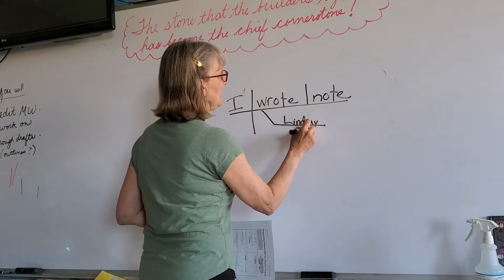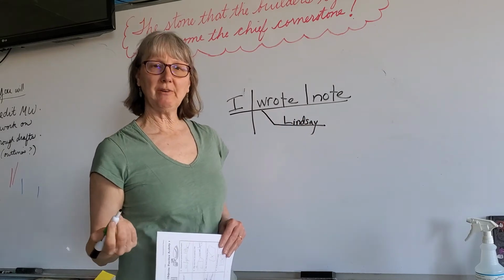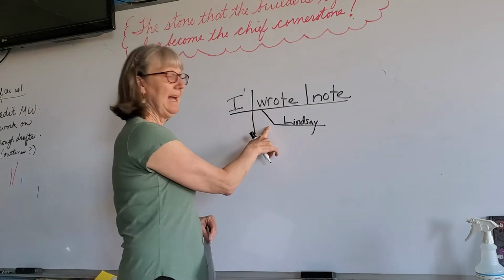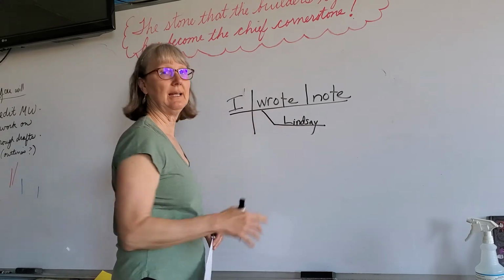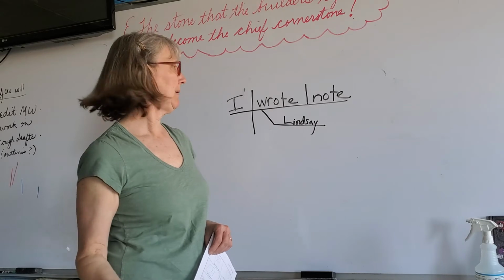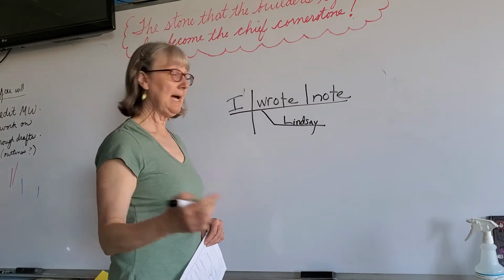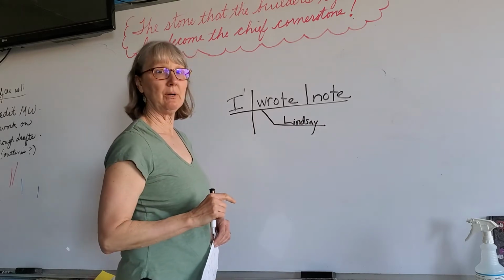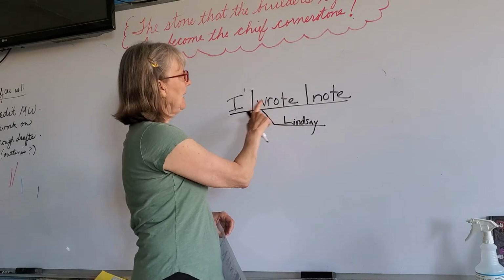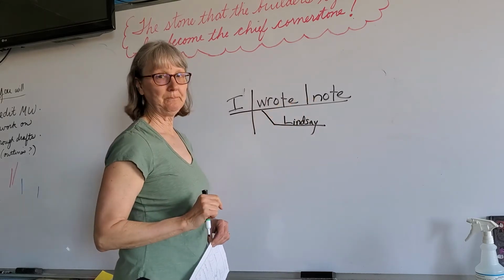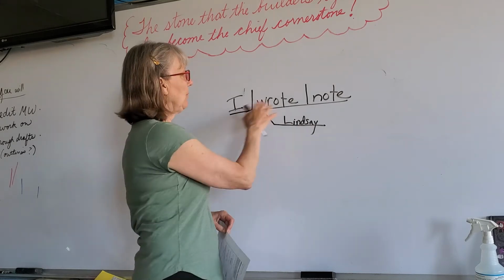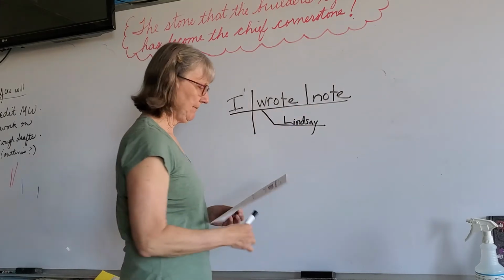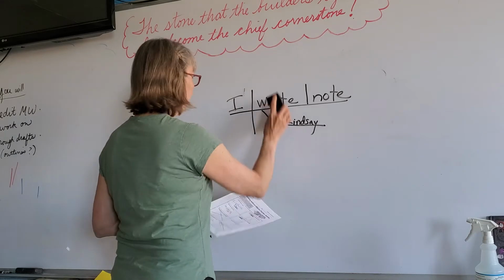Now later, when I teach you how to diagram prepositional phrases, you'll understand why this looks just like this. For now, don't worry about it. Just take my word for it. Indirect objects come slanted off with a line, kind of like a hockey stick. Okay? I wrote Lindsay a note. In your mind, you're thinking, I wrote a note to Lindsay. All right? That's number 1.